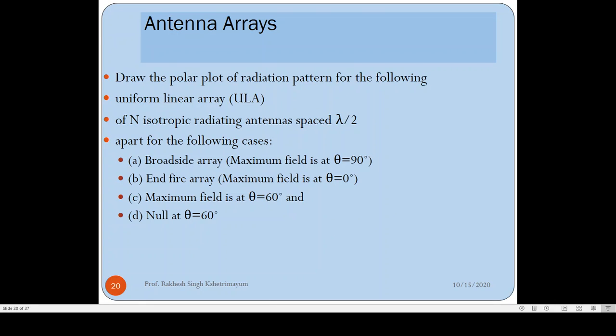So let us take one simple example, and you can easily draw the radiation pattern using MATLAB. Let us consider a uniform linear array and isotropic radiating antennas, and the distance between the antennas d is equal to lambda by 2. Let's say I want to have a broadside array. Maximum field should be at theta is equal to 90 degree, and for an end-fire array, the maximum field should be at theta is equal to 0 degree. And let's say I want to have maximum field at theta is equal to 60 degree, or a null at theta is equal to 60 degree. Those kinds of design I can do from the investigation we have done in the previous slide. We can easily design such an antenna array, a uniform linear array.